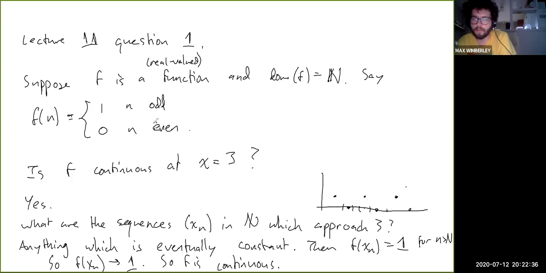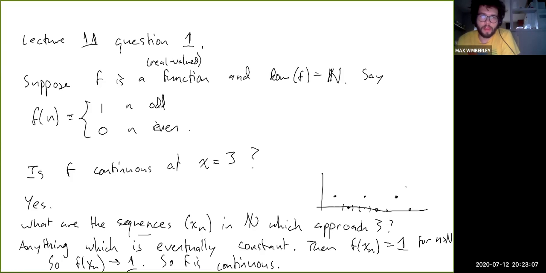Another way of saying that is that the domain of f is basically a discrete set in the real numbers, or rather that as a topological subspace of R, or as a metric space in R, it has the discrete topology on it. But you don't have to worry too much about that. Just for those of you who are interested in topology.